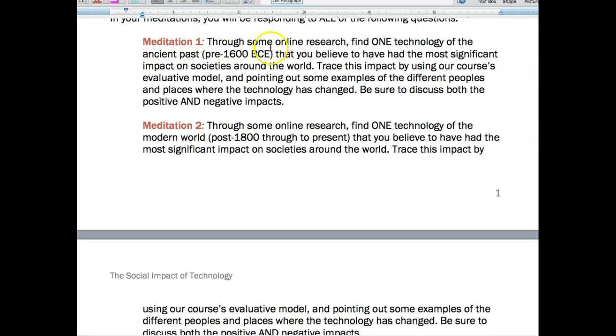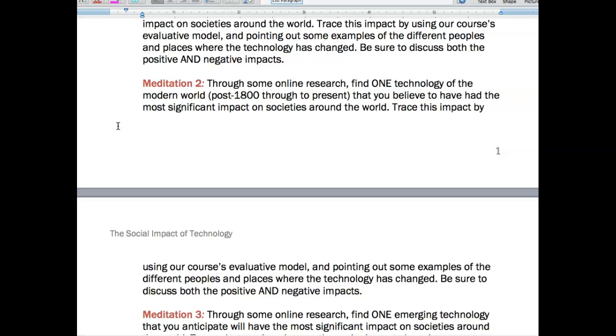So meditation 1, you are going to be finding and talking about a technology from the ancient past. So it can be at any point in time before 1600 BCE, before Common Era. And what you're going to be thinking about is, how has this technology significantly impacted all societies around the world? And you're going to be tracing the impact by using our course's evaluative model, of course, and pointing out some of the examples of the different peoples and places where this technology has changed and impacted. And here you're going to be sure to take a bit of space to talk about some of the negative and positive impacts.